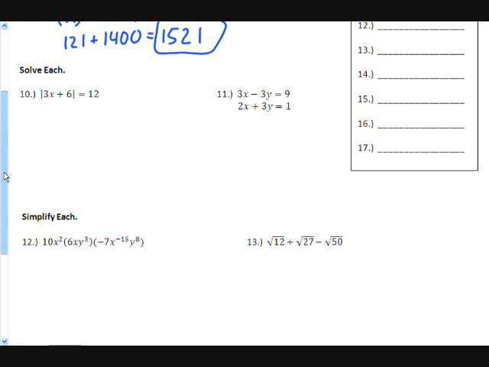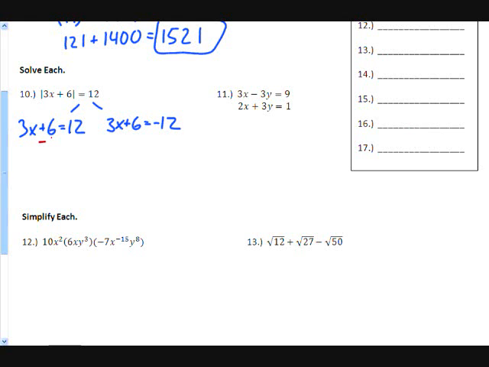For number 10, we just want to solve this, and since this is an absolute value equation, it means I have to split it into two equations. I have to do 3x plus 6 equals 12. In other words, what's inside the absolute value could equal a positive 12, or what's inside the absolute value could equal a negative 12, so I have to set it equal to the opposite of that. And now I solve each of these.